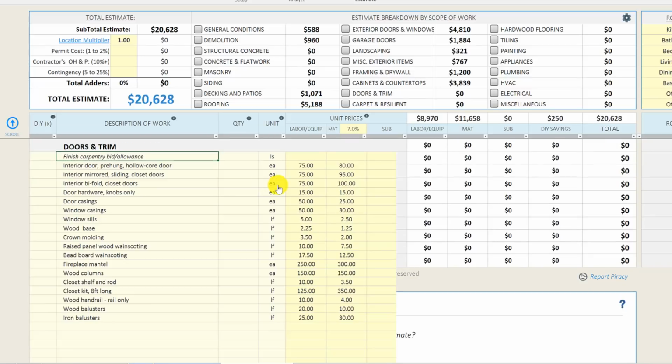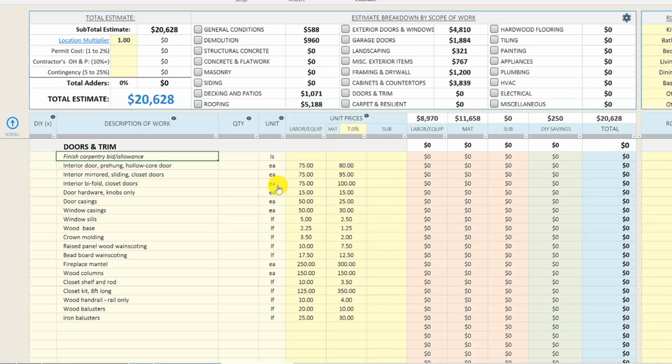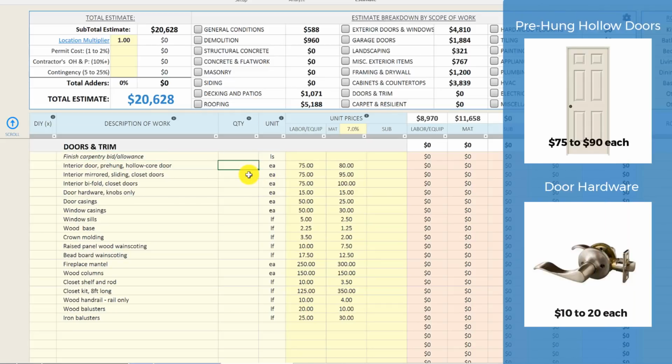Doors and trim. Throughout the house, they had some old hollow core doors that were pretty beat up. There were punches and holes in the doors that needed to be replaced. So we needed to install new pre-hung doors throughout the property.